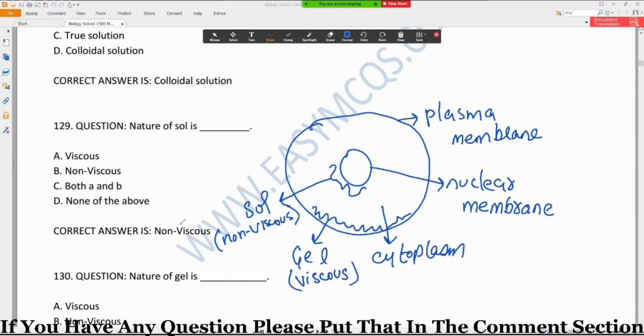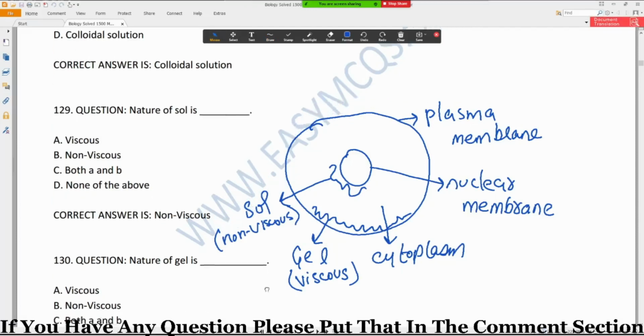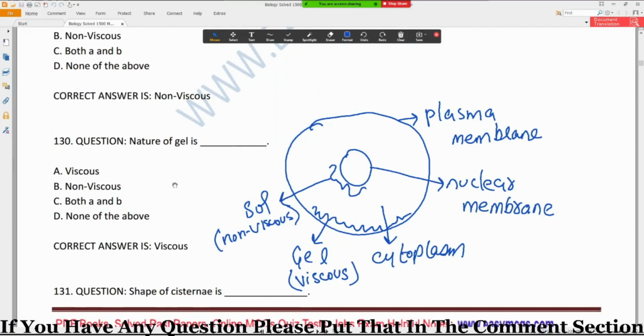So here in question, nature of sol is option A viscous, option B non-viscous, option C both A and B, and option D none of the above. So nature of sol is non-viscous, so option B is the correct option. And also question number 130 is linked with this diagram. Nature of gel is dash. Option A viscous, option B non-viscous, option C both A and B, and option D none of the above.